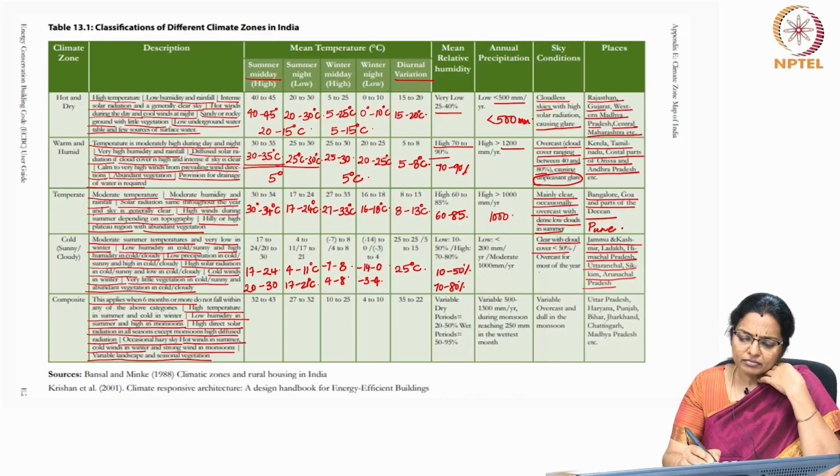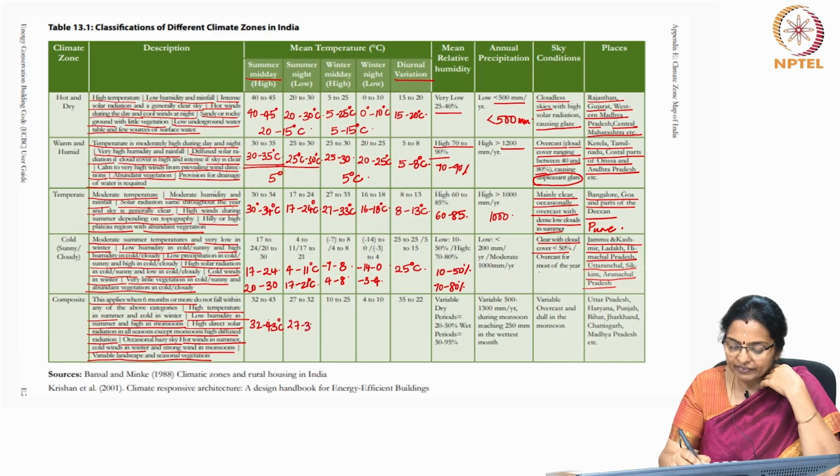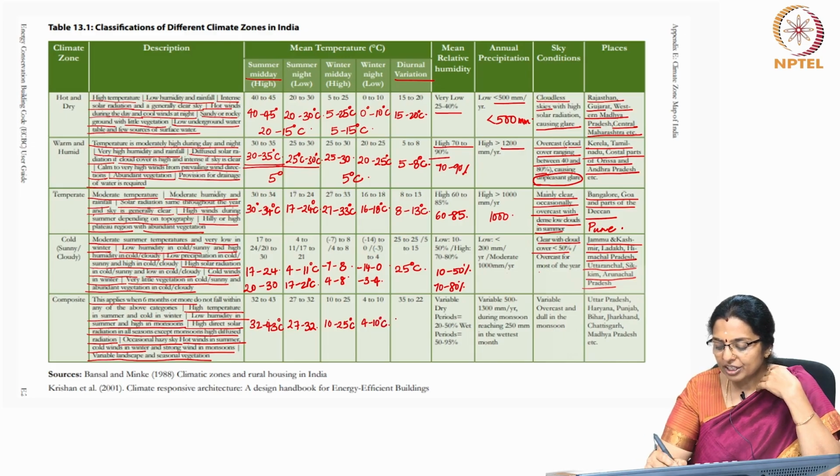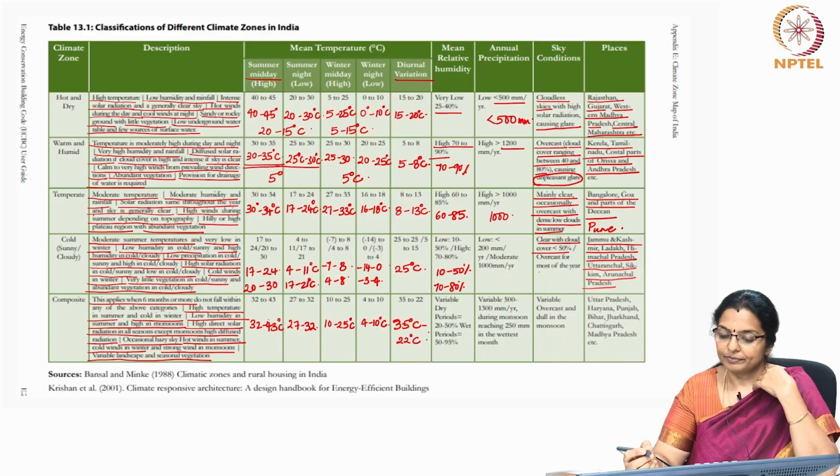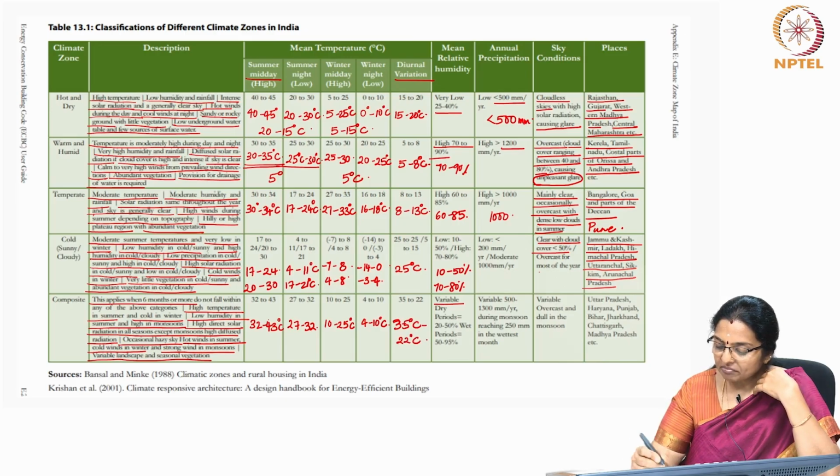During summer, the midday high is about 32 to 43 degrees centigrade, and summer night low ranges between 27 to 32 degrees centigrade. Winter midday is between 10 to 25 degrees centigrade and winter nights between 4 to 10 degrees centigrade. Diurnal variation is extremely large, of the order of 35 degrees centigrade to 22 degrees centigrade. Mean relative humidity is variable.